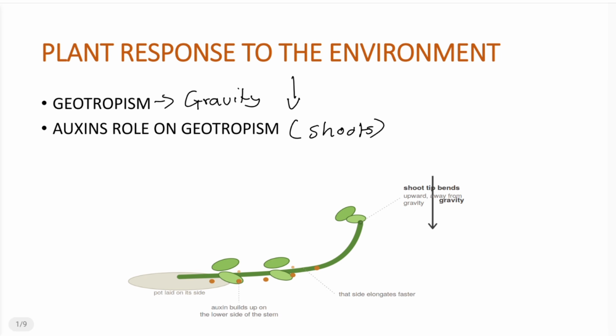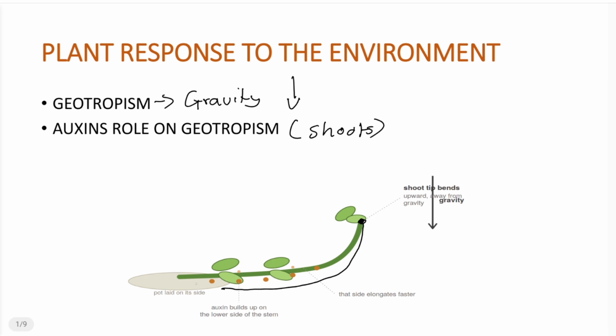Now, let's focus on the role of auxins on geotropism, right? We know that auxins are going to be produced at the tip of the shoot. That is where auxins are produced when we talk about the shoots, right? But when these auxins are produced at the tip of the shoots, they are going to accumulate on this bottom side. Why do they accumulate on this bottom side? It is simply because of the force of gravity, right? So at the bottom side, there's going to be more auxins than at the top side. Again, this is simply because of gravity. It pulls things downwards. So the same applies to auxins, right?